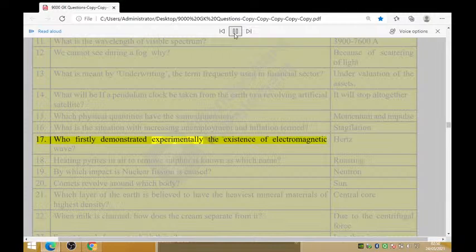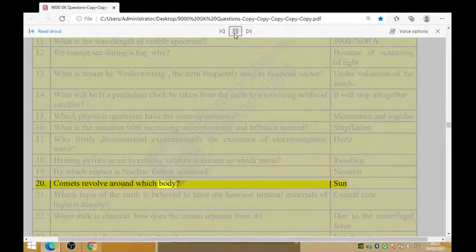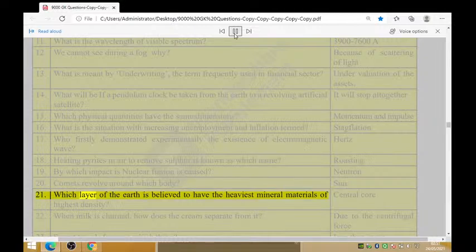18. Heating pyrites in air to remove sulfur is known as which name? Roasting. 19. By which impact is nuclear fission caused? Neutron. 20. Comets revolve around which body? Sun. 21. Which layer of the earth is believed to have the heaviest mineral materials of highest density? Central core.